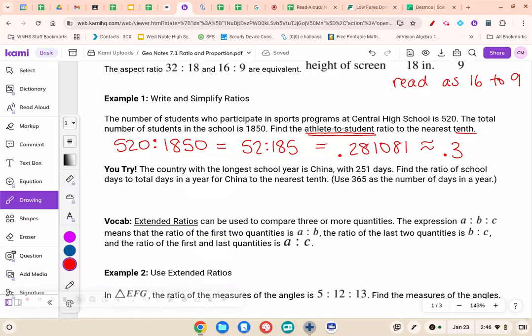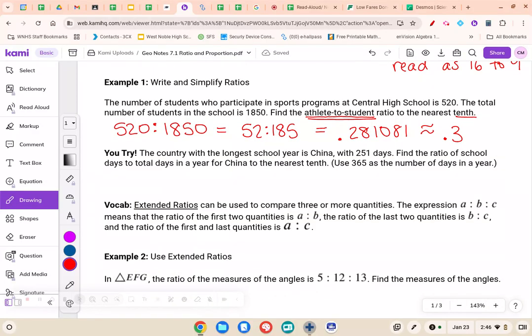All right, here we go. The country with the longest school year in China is 251 days. Find the ratio of school days to total days in the school year for China to the nearest tenth. We're going to use 365 days. We're going to assume it's not a leap year when we solve.